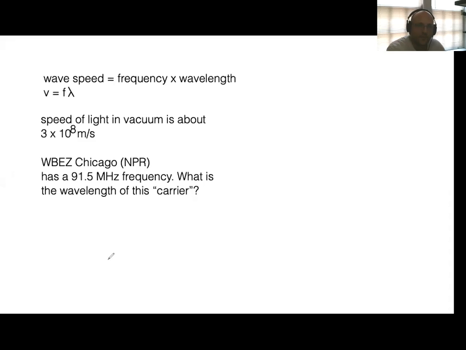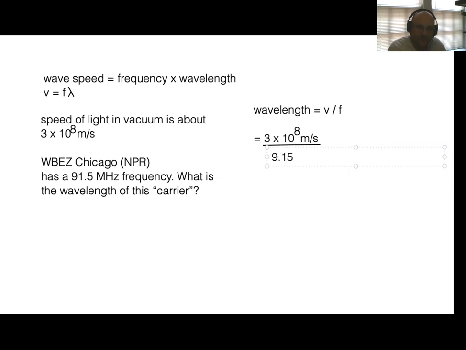So, simple rearrangement here. What's the wavelength of this carrier? If I want to find the wavelength, that is equal to the speed divided by the frequency. And the homework has a couple of questions where we're going to practice doing exactly this. The speed of all electromagnetic waves in vacuum is 3 times 10 to the 8th meters per second. And what we'll do is divide that by the frequency, which is 91.5 megahertz.